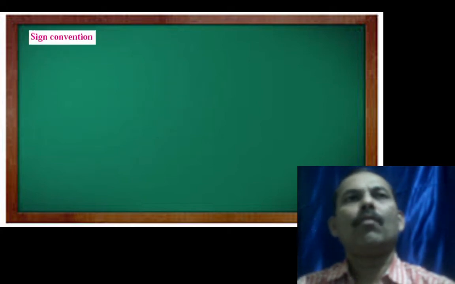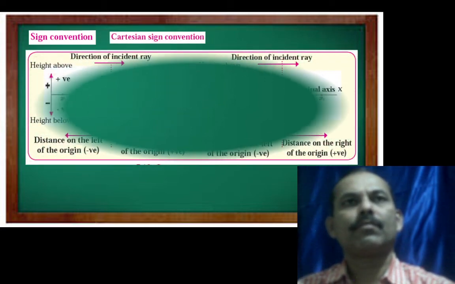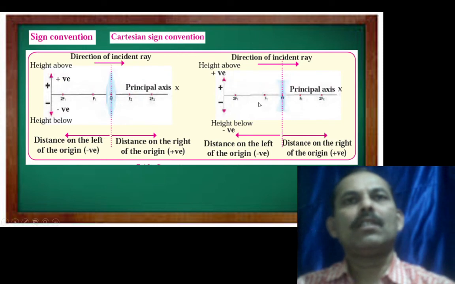Then sign convention, that is Cartesian sign convention. If you see in this diagram, you will get an idea about different sign conventions. Suppose this is a lens, this is a convex lens and this is a concave lens.